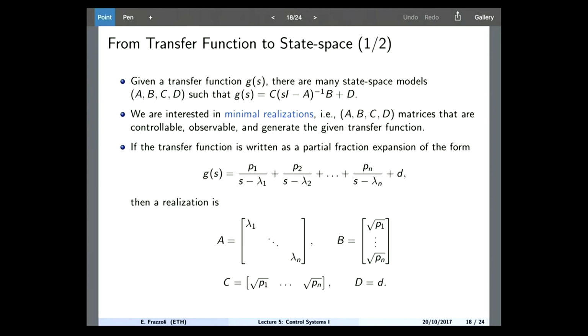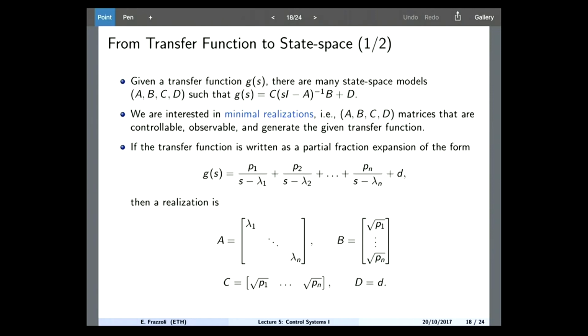In particular, what we say is that we want to have a system A, B, C, D that is controllable and observable, okay? Because there is no point in having some extra modes, extra states that I cannot control and cannot observe. This will not appear in the transfer function, okay?